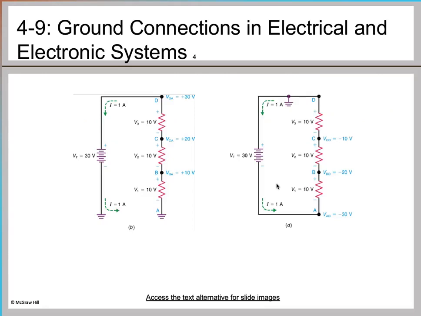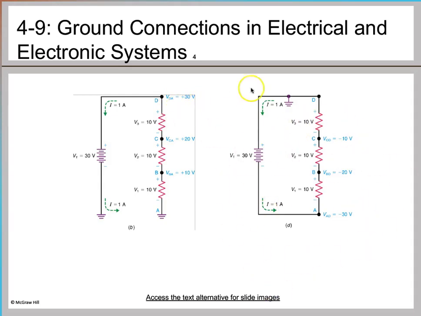Now next we have ground connection in electrical and electronic systems, continued, and two circuits are provided in this slide. In the first circuit, you see that ground has been marked with this ground symbol, and the negative side of the total voltage VT is grounded. All these voltages, V1, V2, V3, are positive with respect to the ground. At this point with respect to ground it is 20 volts, and then this is 30 volts.